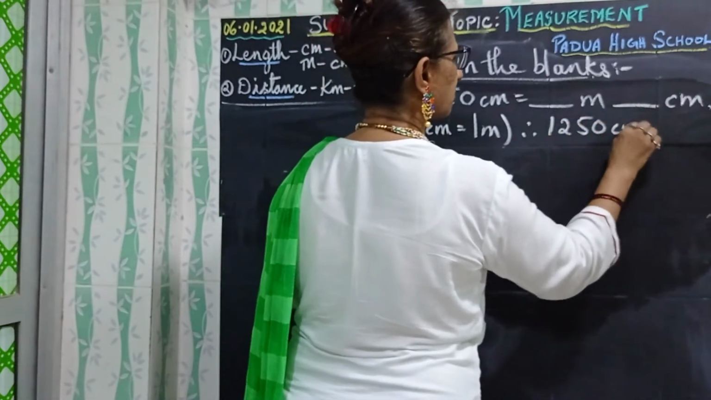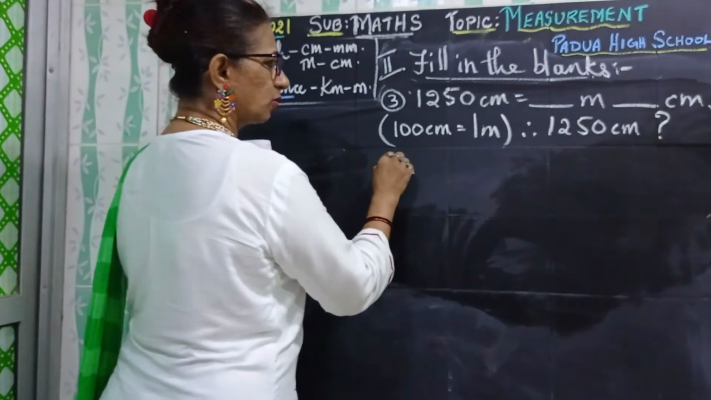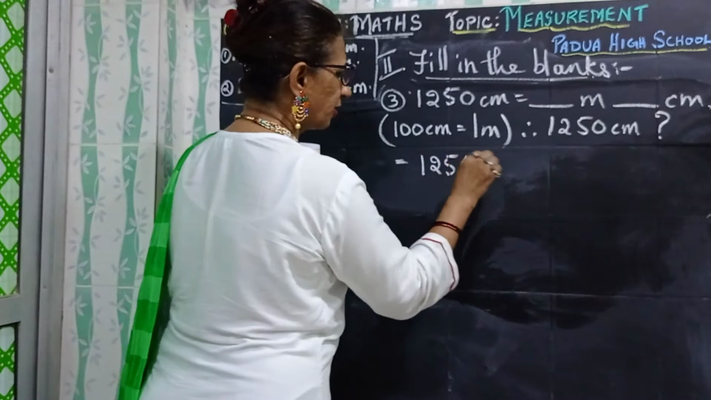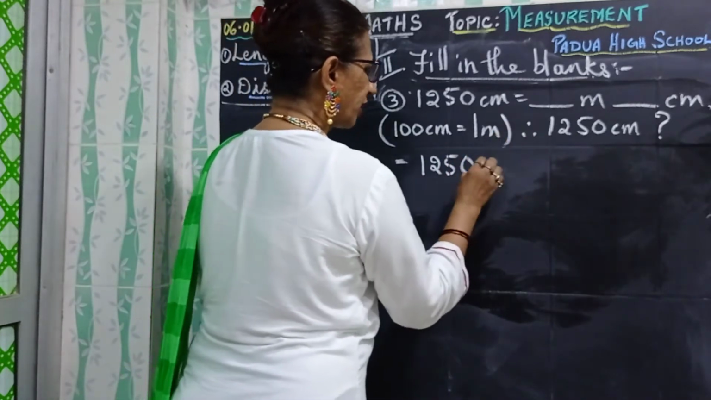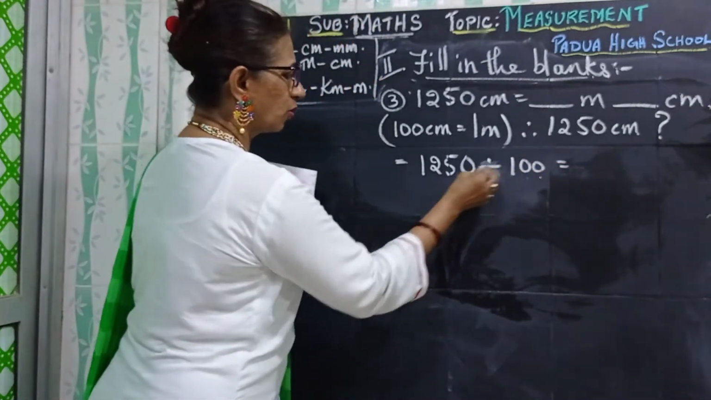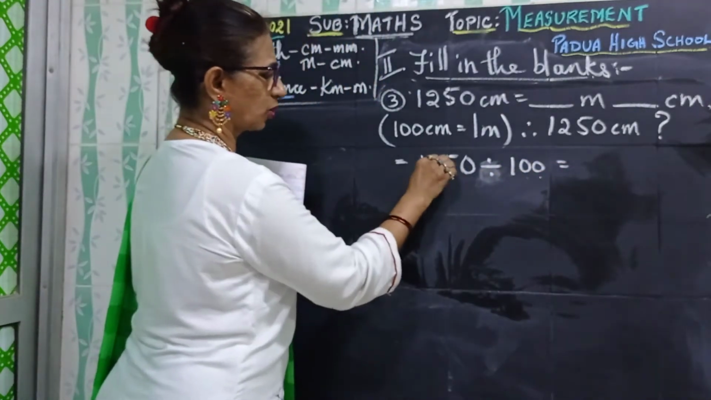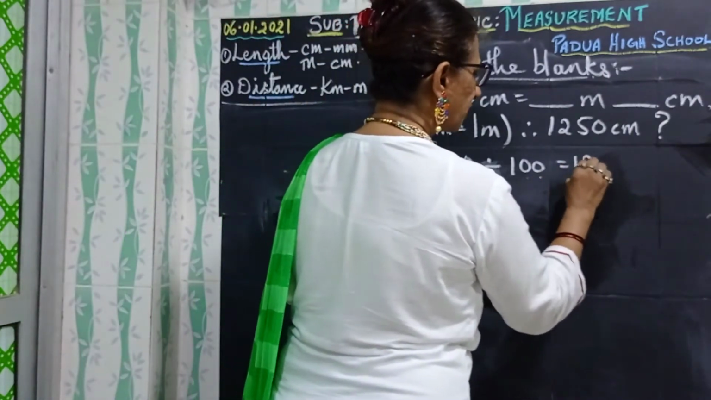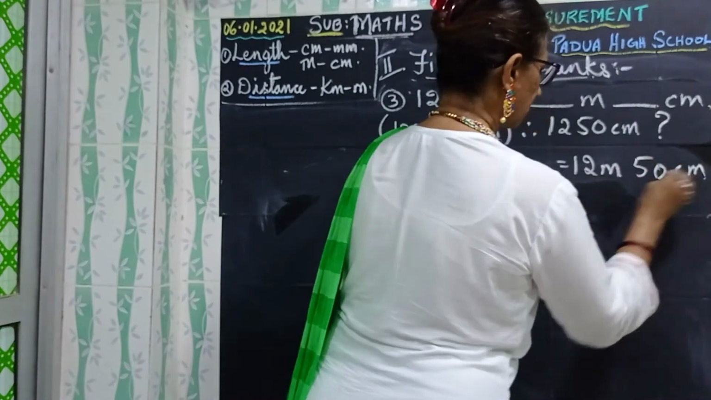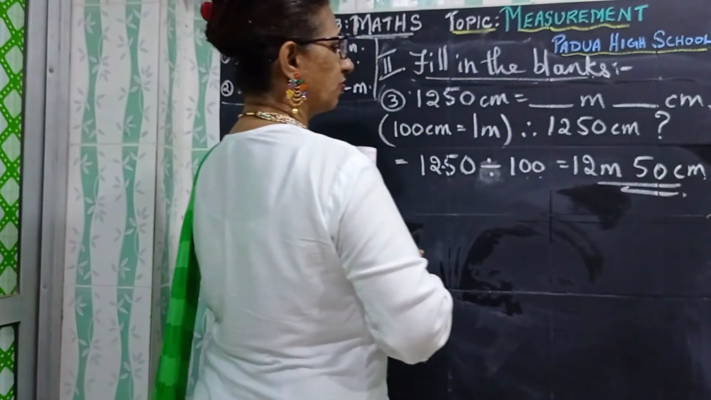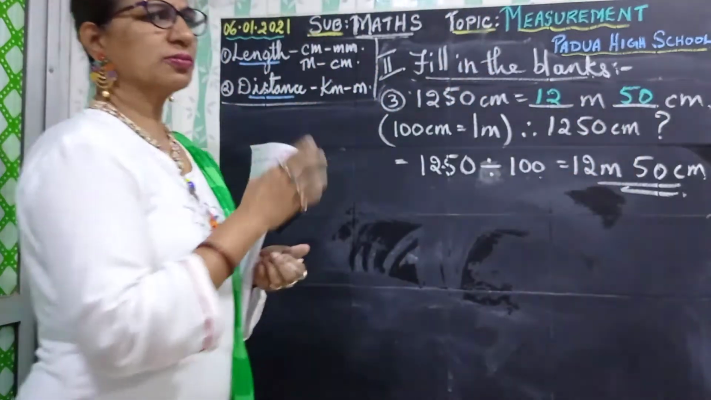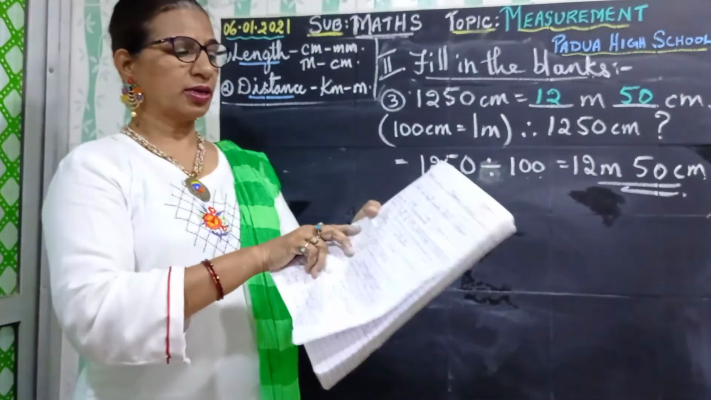1250 centimeters is how much? So what do we do? That's equal to 1250 divide by 100. So 1 2 1 2. So इधर आएगा आपका dot. So it will be 12 meters and 50 centimeters. Okay, so we will write here 12 meters and 50 centimeters. So as simple as that children is what your sums are.